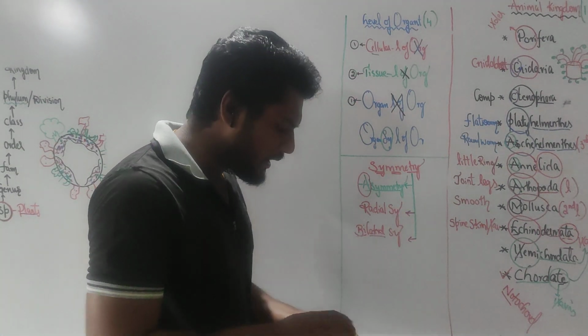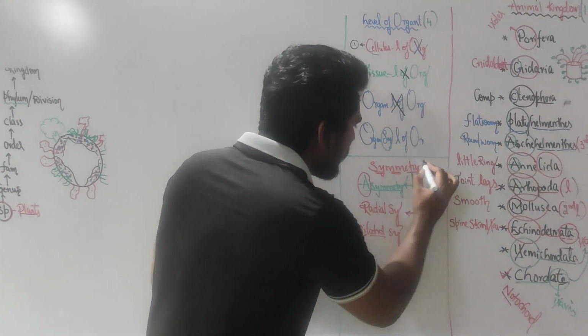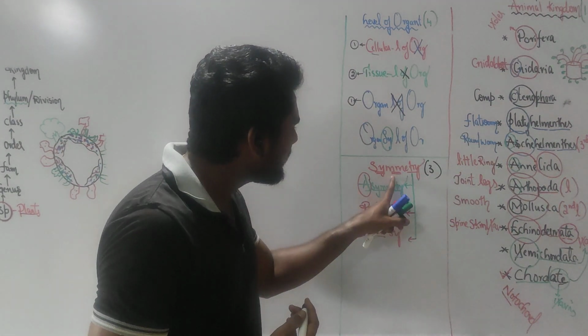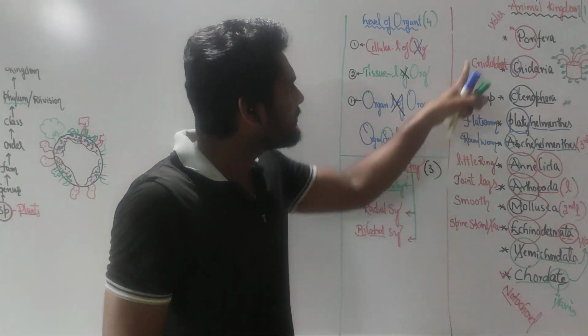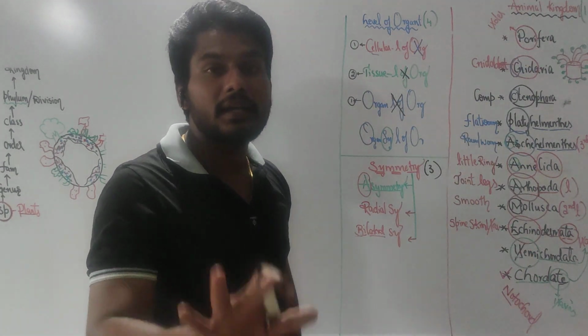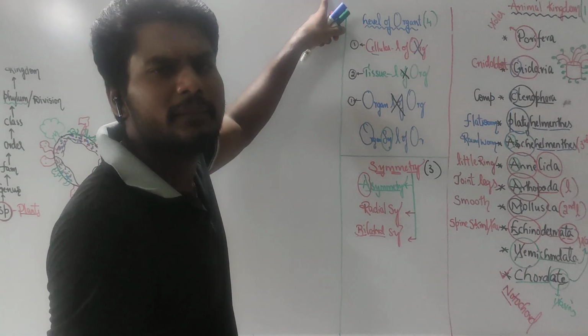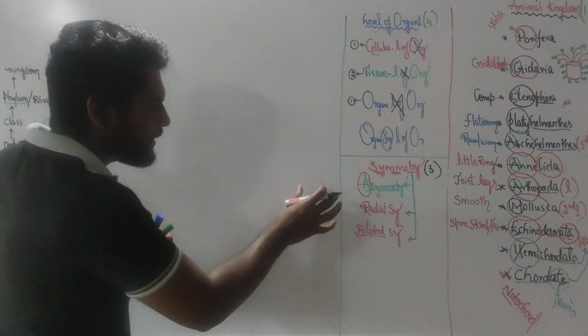Total types of symmetries: three. These three symmetries we have to distribute across the 11 phyla. At that time it will be very clear. There is a clue here, don't worry. Now radial symmetry.